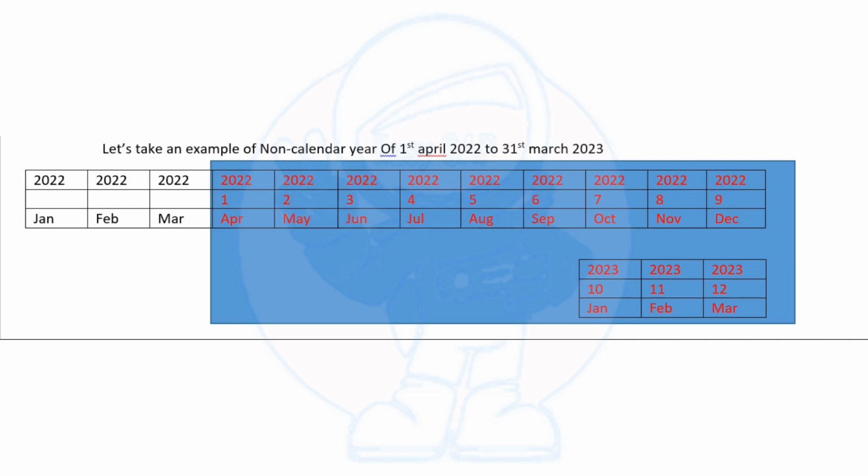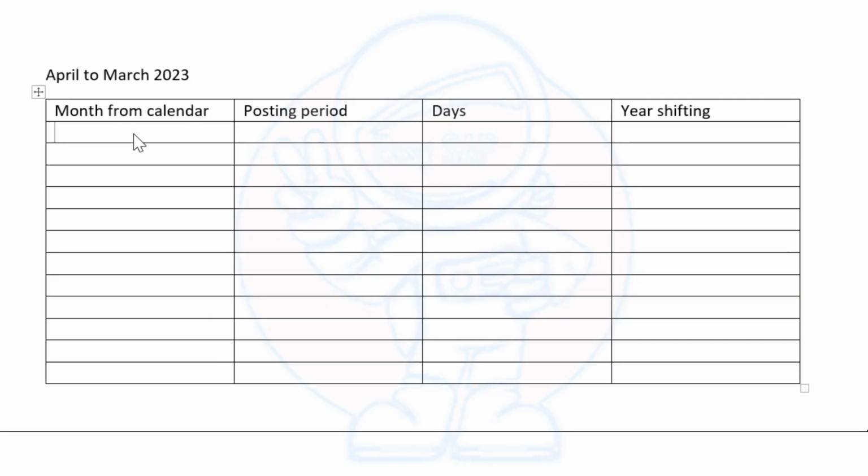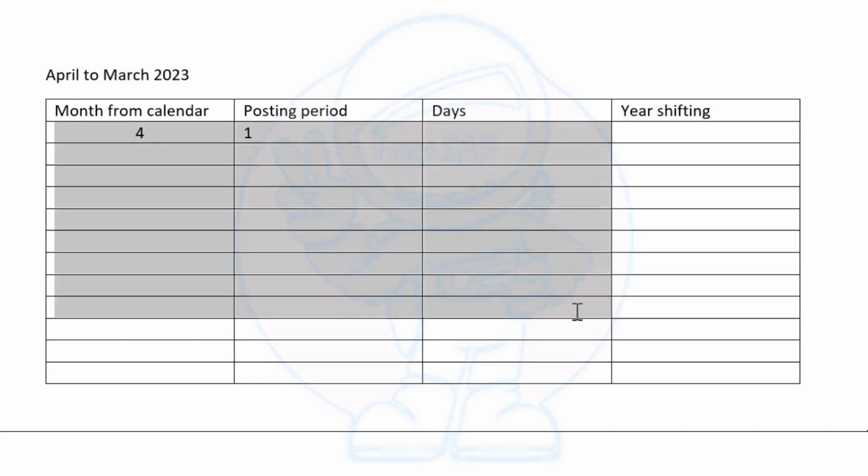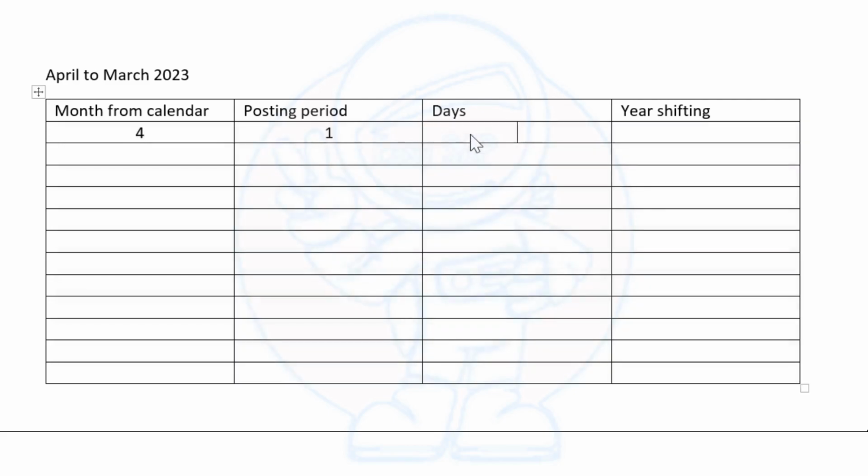Let's see the configuration. Month from calendar column. 4th period is April as per calendar year, but posting period will be first in fiscal year April to March 23rd. Number of days will be 30 and year shifting will be 0 as it is of current year.